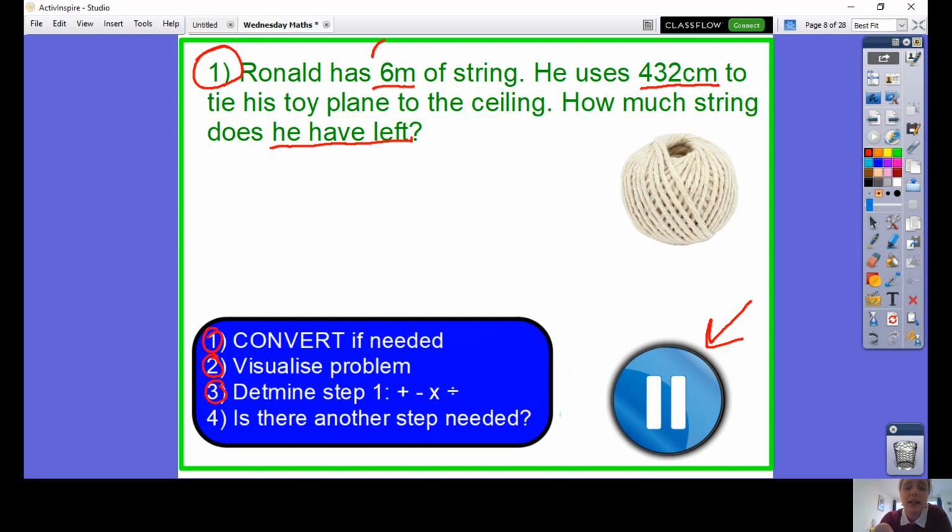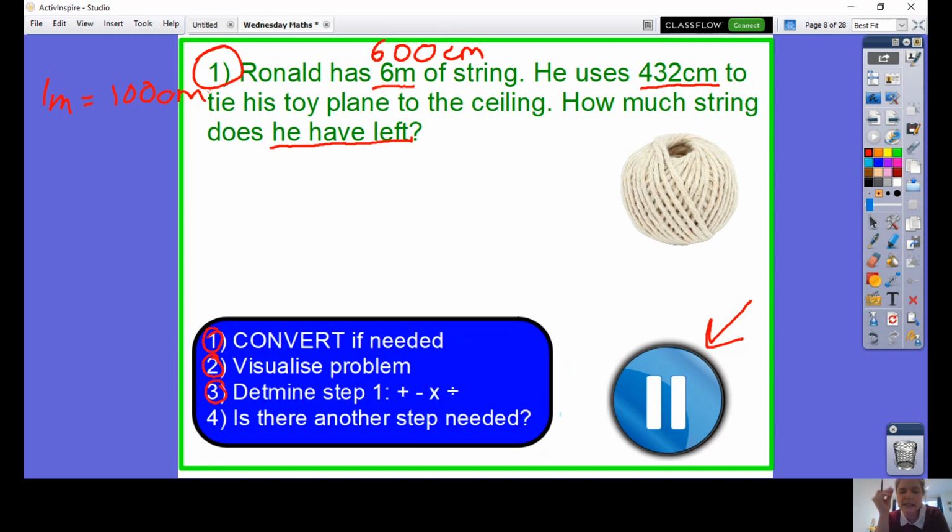Right, convert. 6 meters is 600 centimeters. If you said it was 6,000, you forgot that there's only 100 centimeters in a meter. If you did forget that, why don't you quickly write it down now? 1 meter equals 100 centimeters. That way, if there's another question involving meters and centimeters, you will remember it. Okay, he uses 432 centimeters of string to tie up his toy plane.